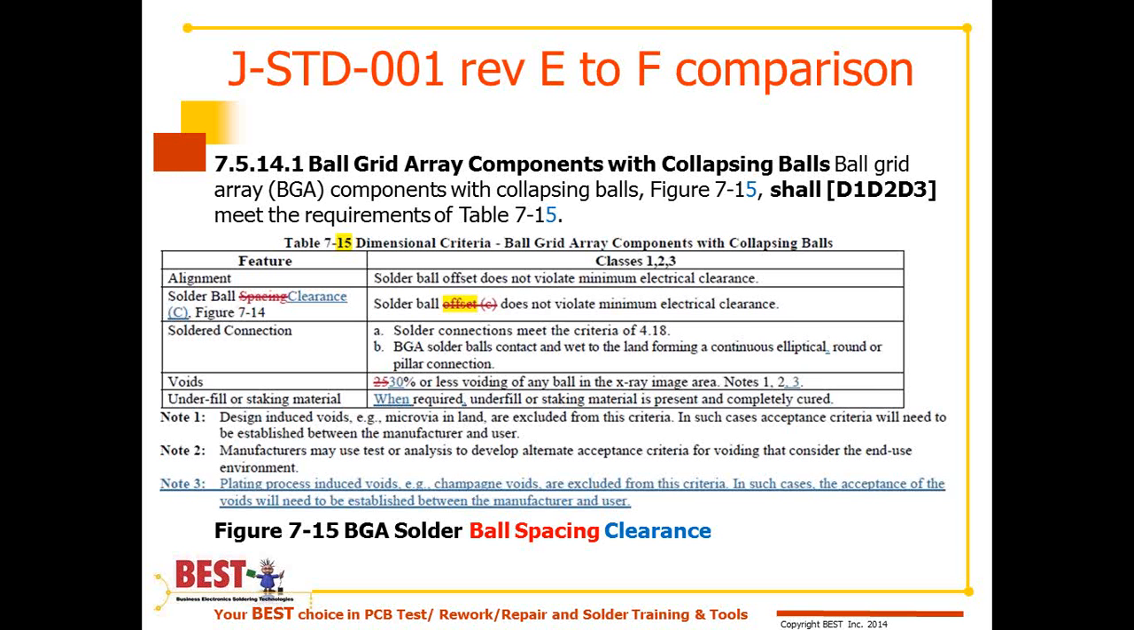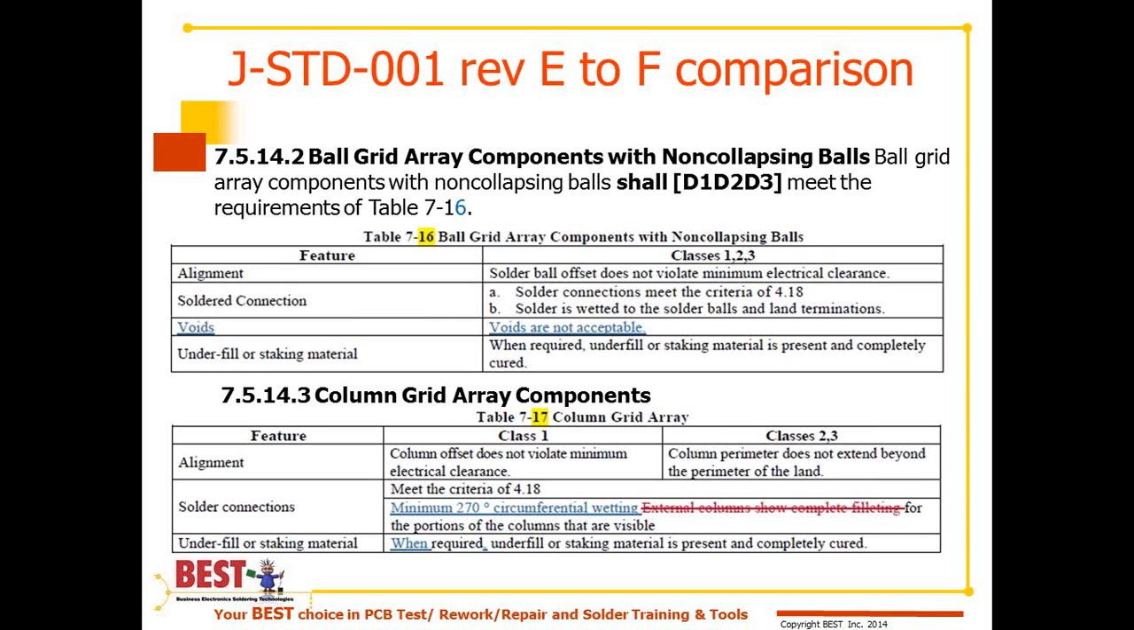Also, figure 715 is talking about solder ball spacing. It's now solder clearance for BGAs. And for non-collapsing ball, the voiding is changed now where voids are not acceptable for non-collapsing solder balls. So that is a change to it too. So we don't have 25% or anything of that sort.